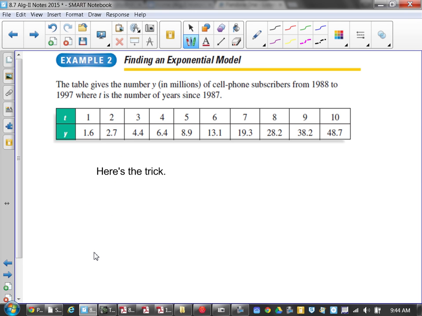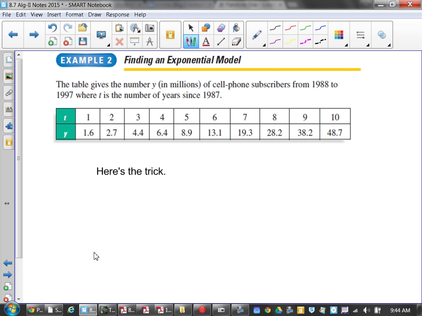Let's look at the weird stuff. So, what I want to do here real quick is show you guys how you can identify exponential models when you're dealing with a table. Now, it's kind of difficult to know whether it's going to fit an exponential model versus a power model.